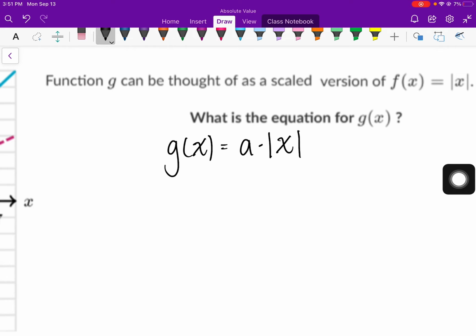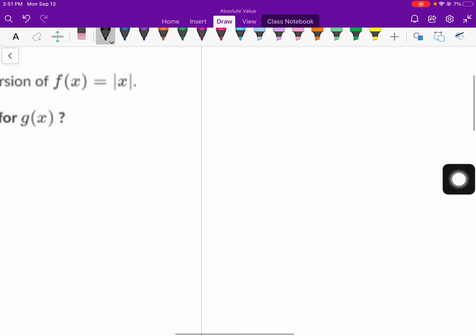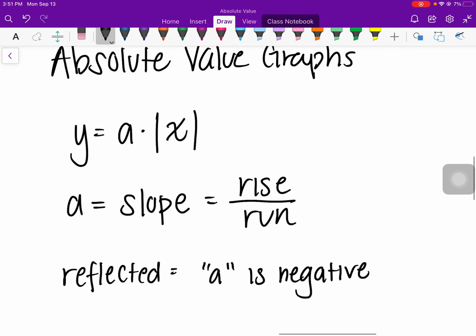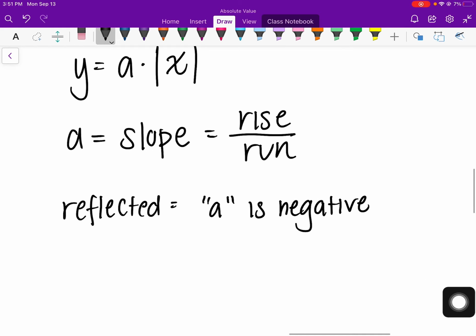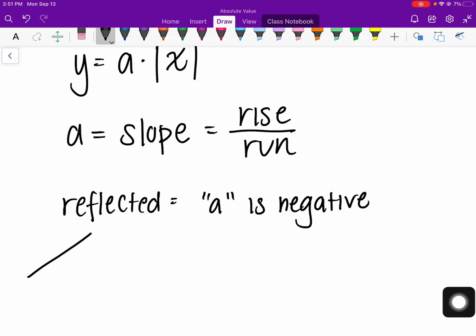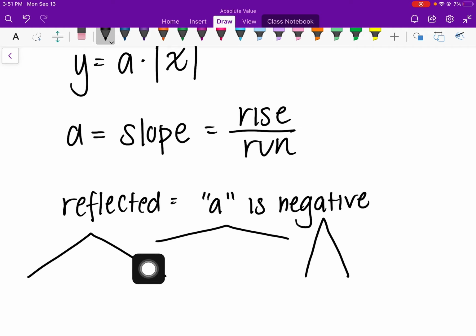Just a few things to talk about. A in this case represents a slope, which is rise over run. Another thing to talk about is that when something's being reflected, it's telling us that our A value is negative. If something is being reflected, it's going to be an upside down V. It comes in different shapes, but in this case, it will be upside down. So if you see a graph that is upside down, we know that our A will be negative.